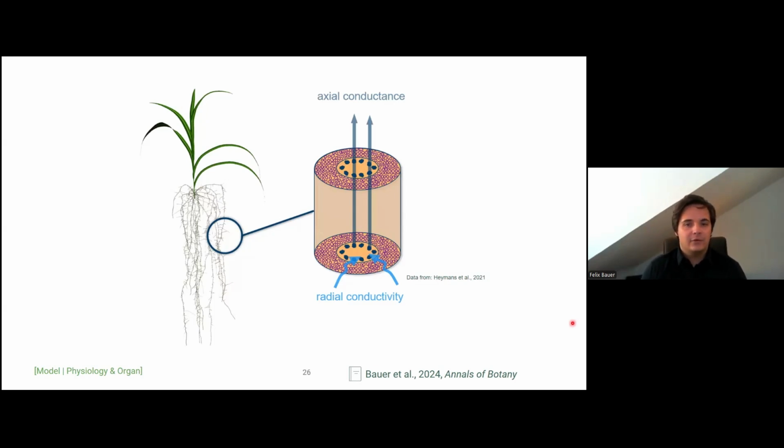These axial hydraulic conductance values relate basically to the efficiency of water transport along the length of the root main axis. And the radial hydraulic conductivity of a root segment is the measure of a root's ability to take up water from the soil into its vascular system. So it basically represents the water uptake potential by a root segment for a specific root surface and water potential gradient between the xylem and the outer surface of the root. And these data together can be used to calculate the KRS based on the model simulations.